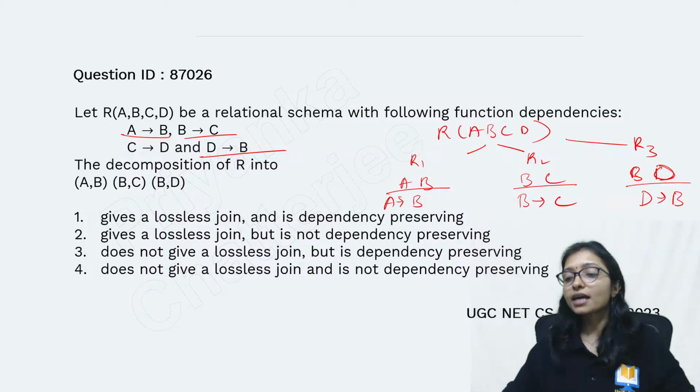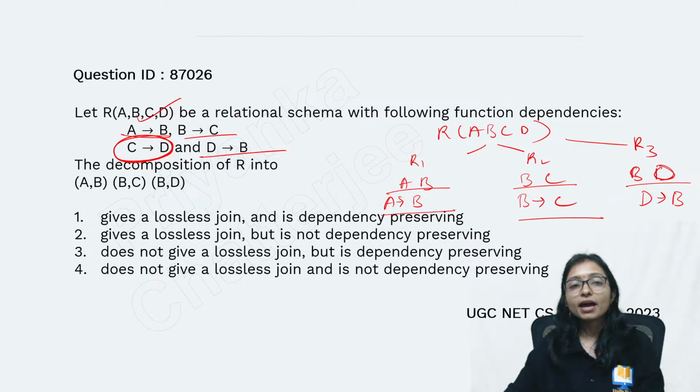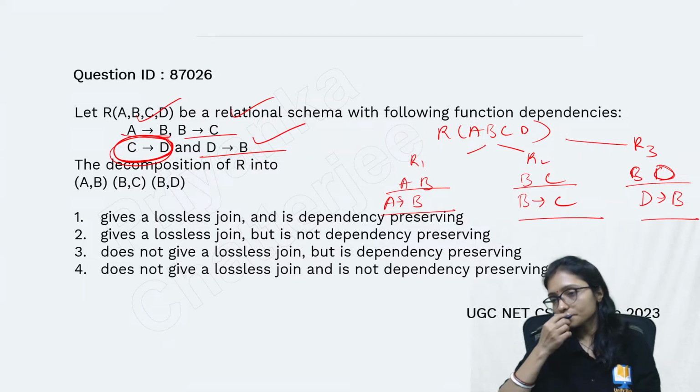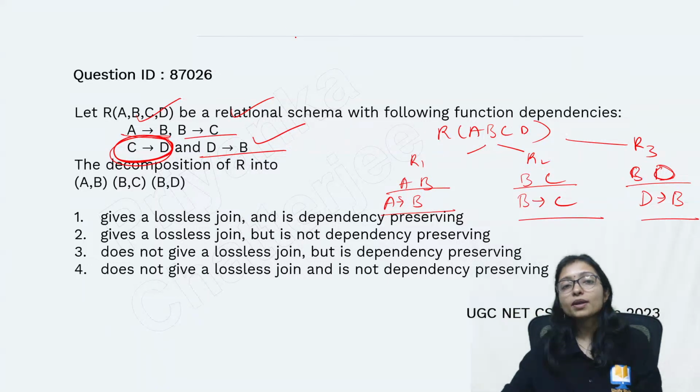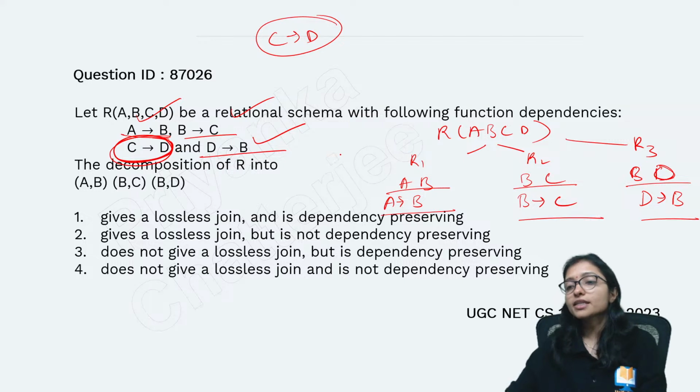Okay, now see the problem. Try to find out the problem. Problem is creating this one. You will think that okay, after joining I will get back A implies B. I will get back B implies C. I will get back D implies B also. But I am not getting back C implies D. This is creating problem, that I will not get back C implies D. That's why you will think that it is not dependency preserving.